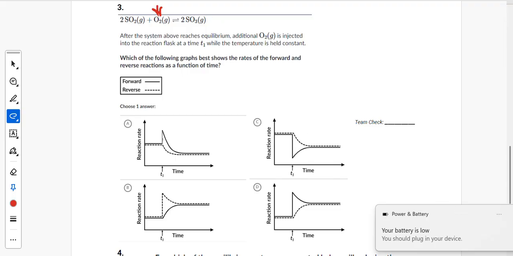Oh boy, power's getting low here. Huge jump forward. Okay, let me pause this.